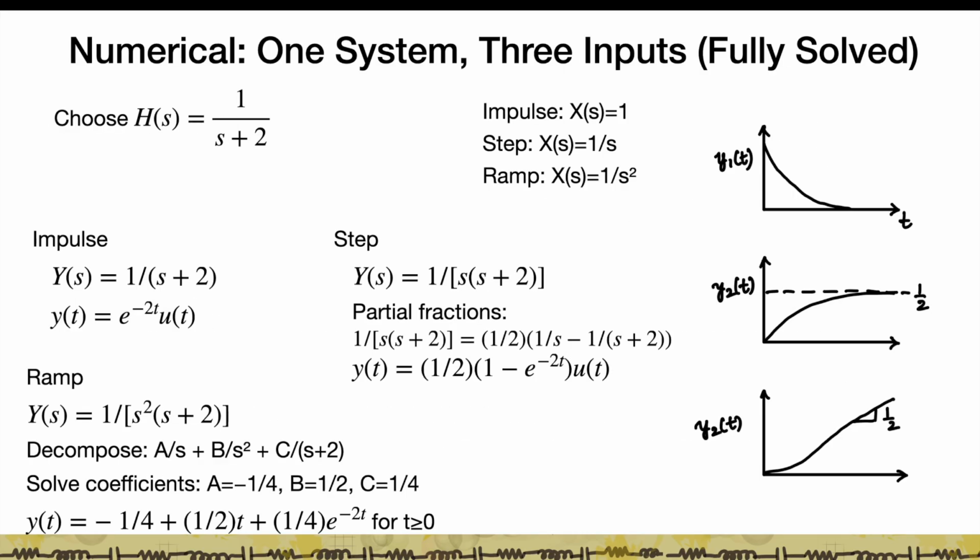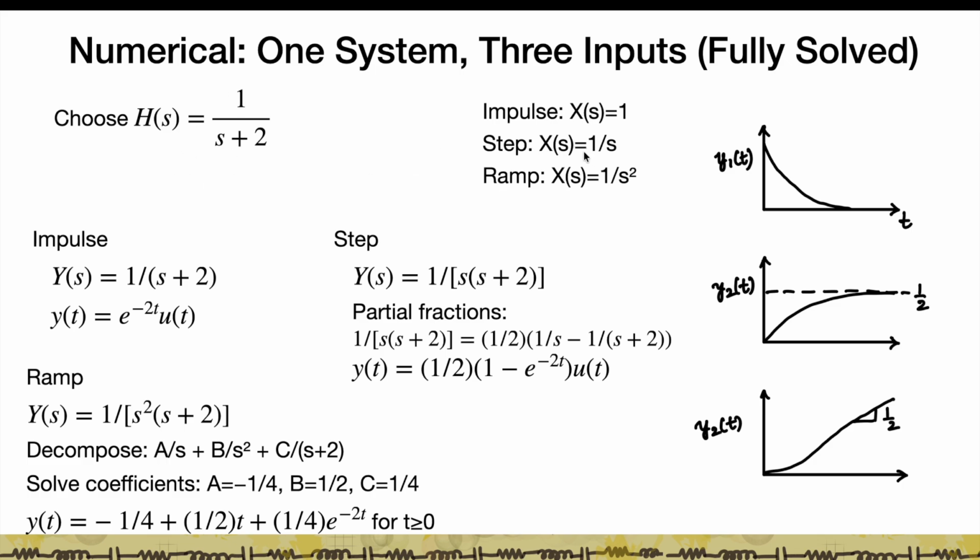Now we'll look at this very clearly by doing the math. Let's look at one system with three inputs. Let's start with H(s) equal to 1 by s plus 2. So it has one pole at minus 2. It's stable with a time constant of 0.5 seconds. So if I apply an impulse input, that is with X(s) equal to 1, then Y(s) becomes 1 by s plus 2. And therefore, you get y(t) as e power minus 2t u(t). That is, the output is a decaying exponential as expected of the first order.